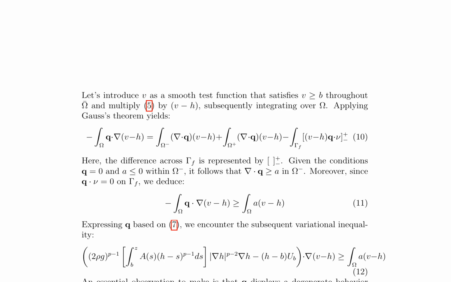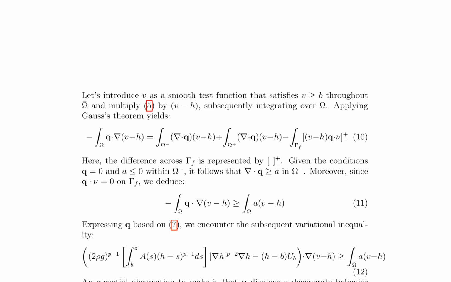The authors introduce a smooth test function, v, which satisfies v is greater than or equal to b throughout the domain omega, and multiply equation 5 by v minus h, subsequently integrating over omega. By applying Gauss's theorem, they derive an inequality, equation 10, which, after some manipulations, yields equation 11. This equation is then rewritten in terms of q, using equation 7, resulting in the variational inequality 12.